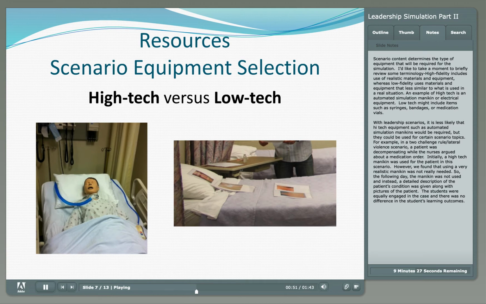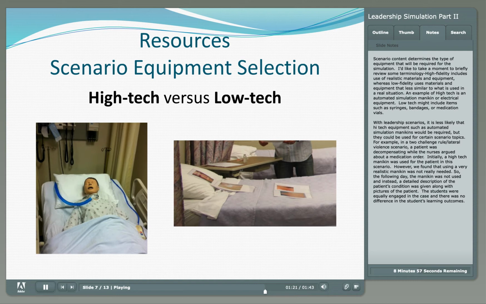With leadership scenarios, it's less likely that high-tech equipment such as automated simulation mannequins would be required, but they could be used for certain scenario topics. For example, in a 2-challenge rule lateral violence scenario, a patient was decompensated while nurses argued about a medication order. Initially, a high-tech mannequin was used for the patient in this scenario.